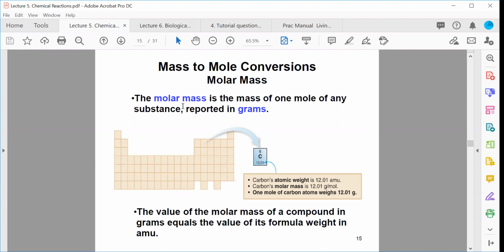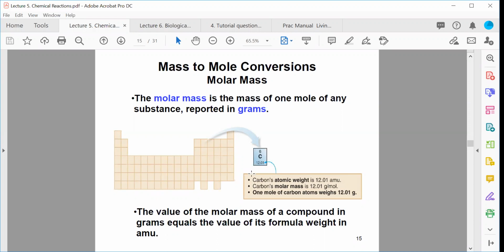You can imagine that the molar mass of a given compound or a given element is simply the mass or the weight of 1 mole of any substance reported in grams. And it just so happens that this number that we were using to work out the formula weight is exactly the same number that we would use for molar mass, except that we use different units.